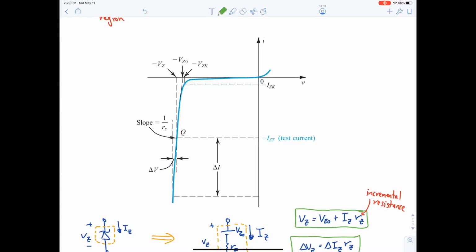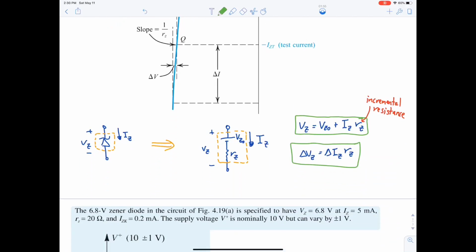A voltage regulator is a circuit that provides a constant DC output voltage in the face of changes in its load current and in the system power supply voltage. Such diodes are called breakdown diodes or Zener diodes. Okay. Now, when a Zener diode is operating, it can be replaced with a DC voltage source called VZ0 and an incremental resistance RZ.